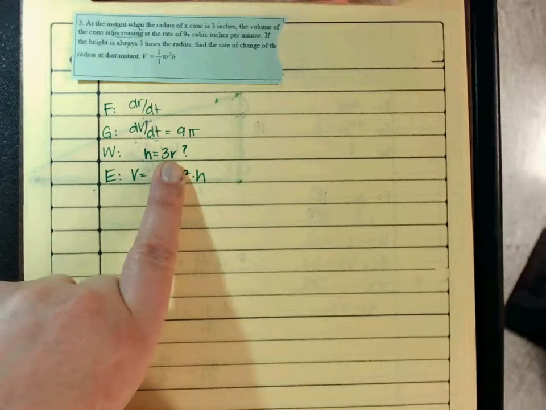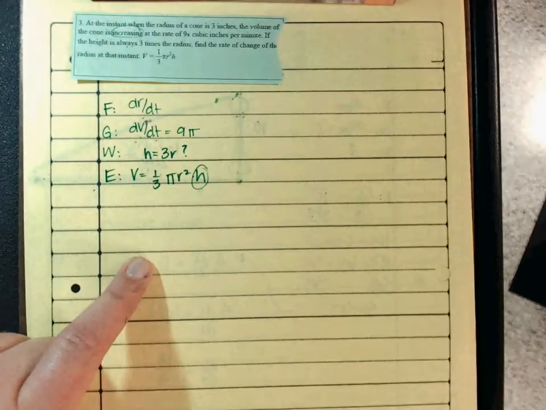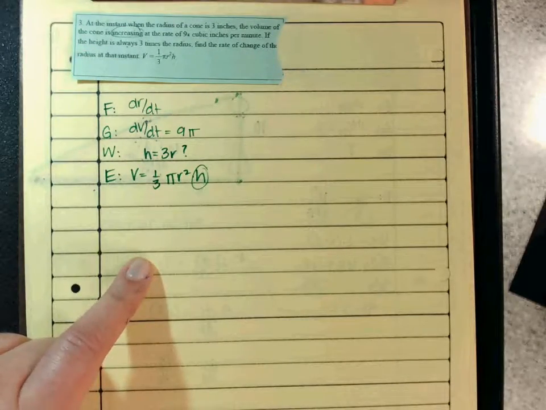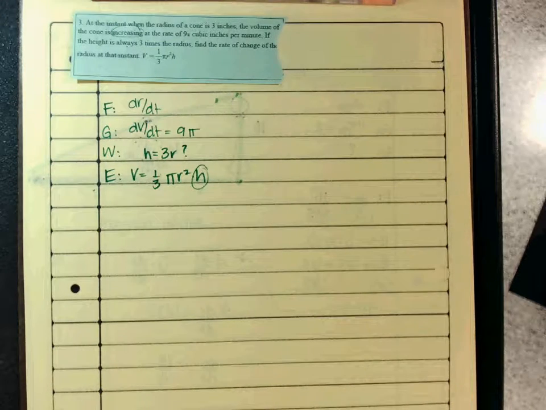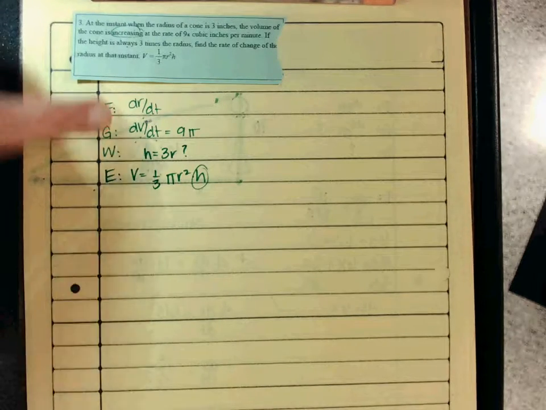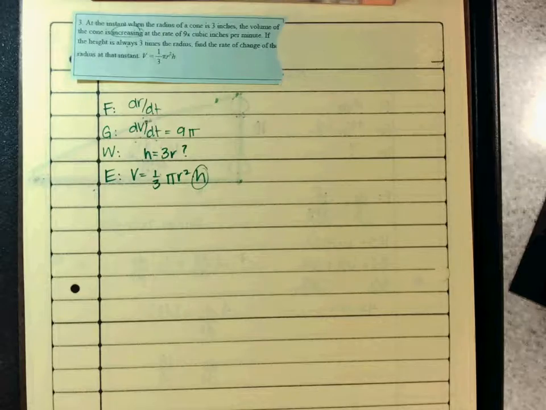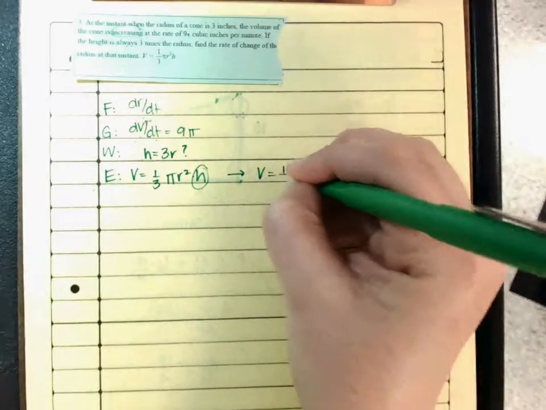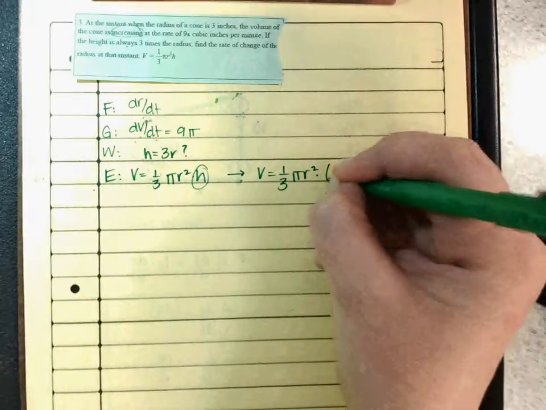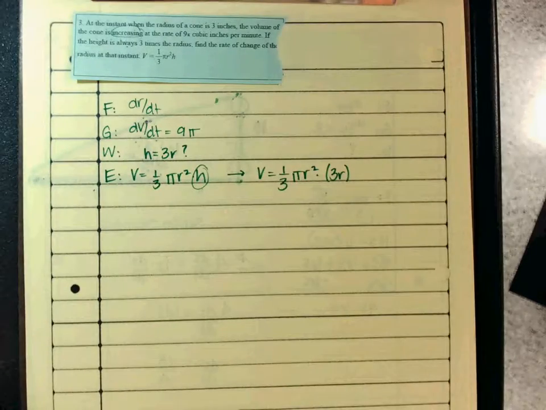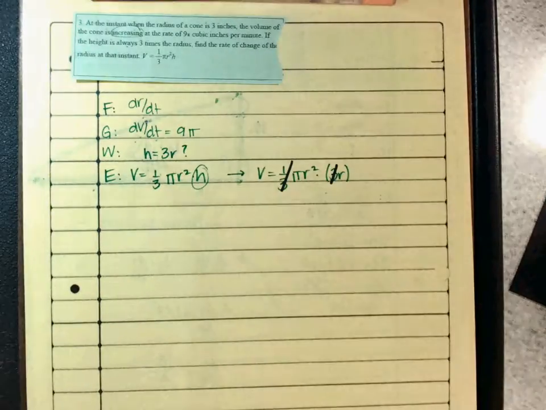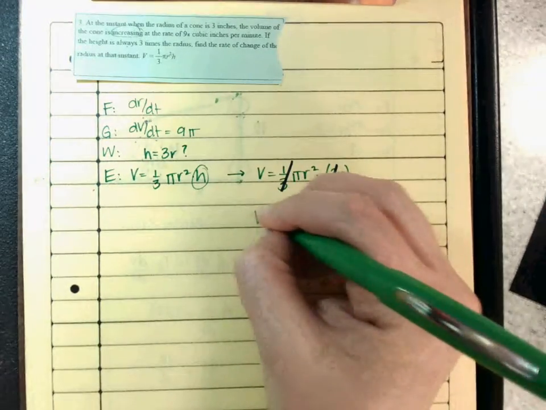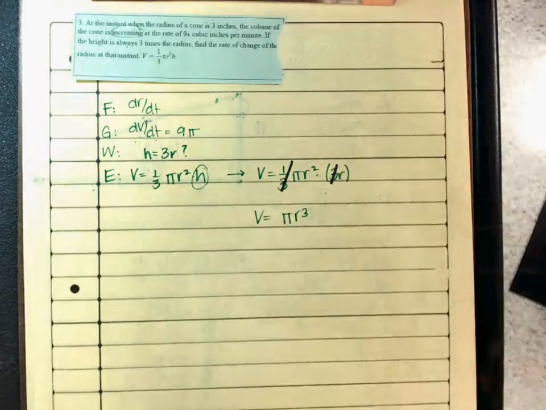If my height is 3r, I'm going to take my height out and put a 3r in instead. Do you remember yesterday we were subbing the r out to get the h? That's because we wanted dh/dt. What do we want this time? So we have to keep the r and get rid of the h. So V equals 1/3 pi r squared times 3r. What's going to happen with my 1/3 and my 3? And with my r squared and my r? It's going to be pi r cubed. Take the derivative of that.